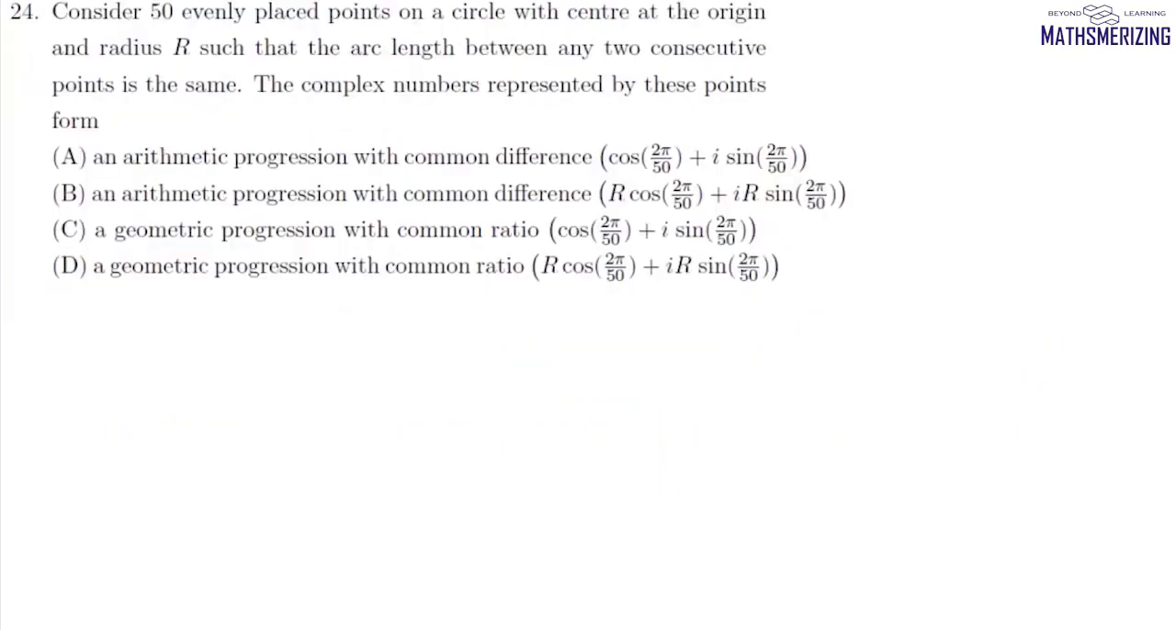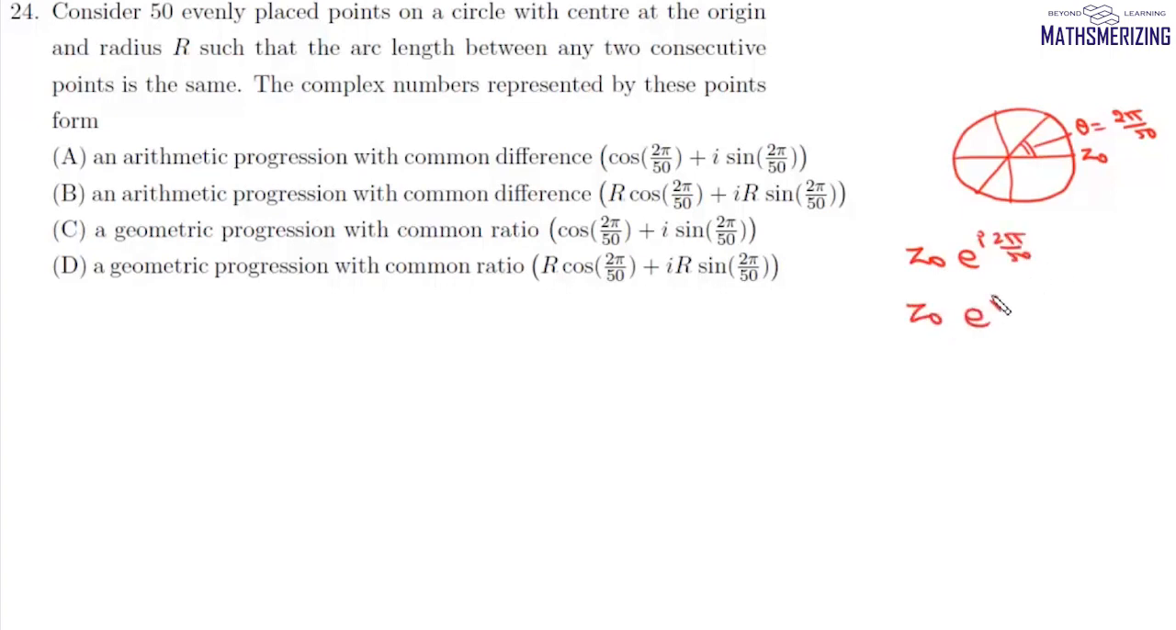Now here the question is, consider 50 evenly placed points on a circle with center at origin and radius r such that arc length between any two consecutive points is the same. So for this question, we have 50 points lying on a circle. Now in between any two consecutive points, the angle will be 2 pi by 50. If we choose any starting point as z0, then the next point will be z0 into e to the power iota 2 pi by 50. Next one will be z0 e to the power iota 4 pi by 50, and we will continue.